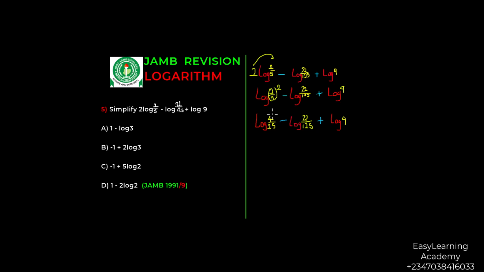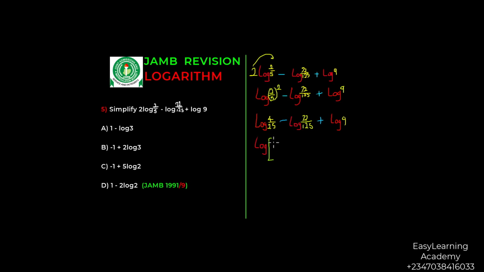But I want us to know that when the base of the log is not written out, it is assumed that the log is in base 10. So now let's simplify and take the log out, because all of them have log with a common base, which is base 10, even though it's not written out.